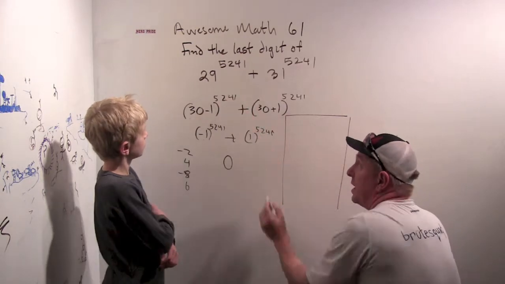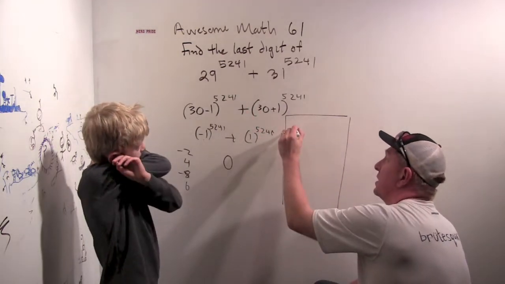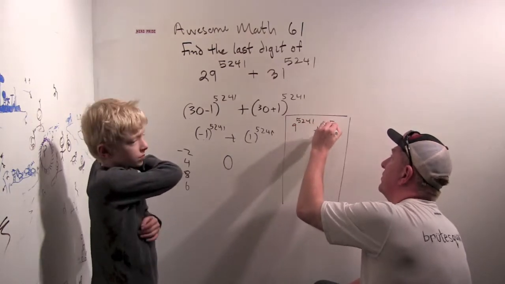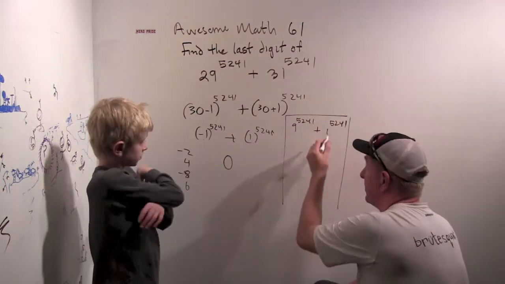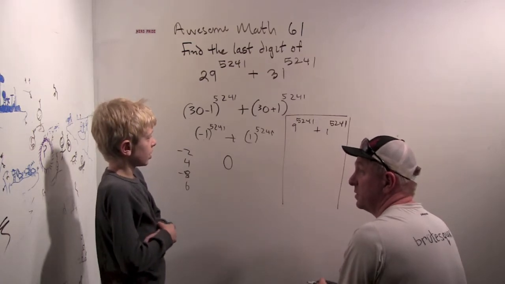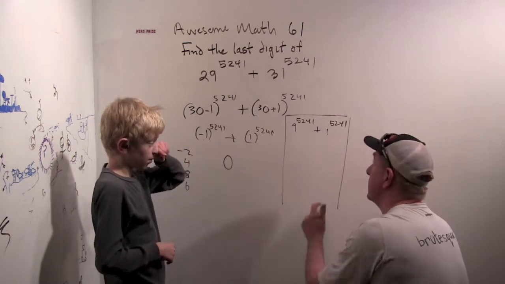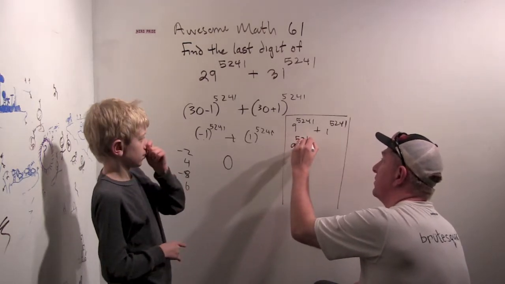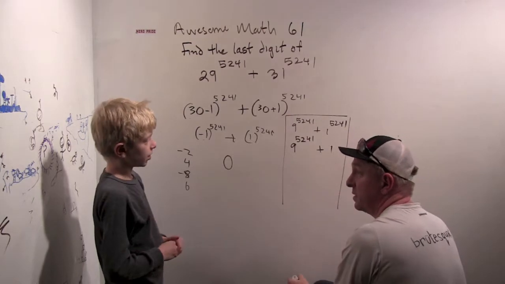We could just use the 9, right? We could say this is going to be the same as 9 to the 5,241 plus 1 to the 5,241. Now we don't have to evaluate powers of 1, because what are powers of 1 always? Powers of 1 are just always 1. So this is always going to be the same as the last digit of 9 to the 5,241 plus 1, whatever that is.